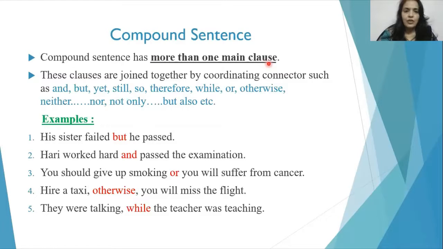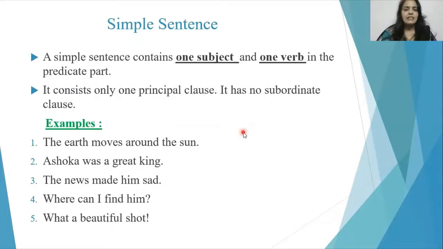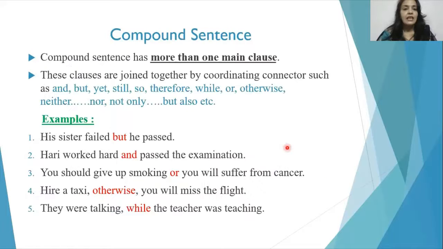And if we go back to the simple sentence, a simple sentence contains one main clause, one subject and one verb. And what is the difference between simple and compound? Actually, here more than one. It means if there is only one subject, one verb, it will be in the category of simple sentence. But if there is more than one main clause, it will be in the category of compound sentence.